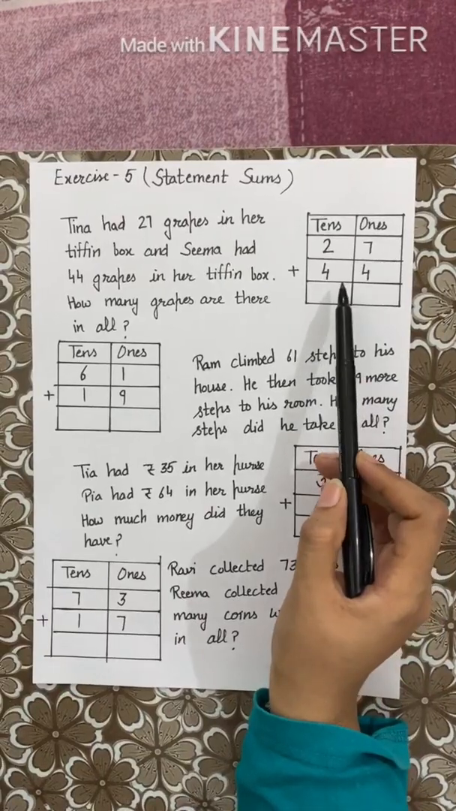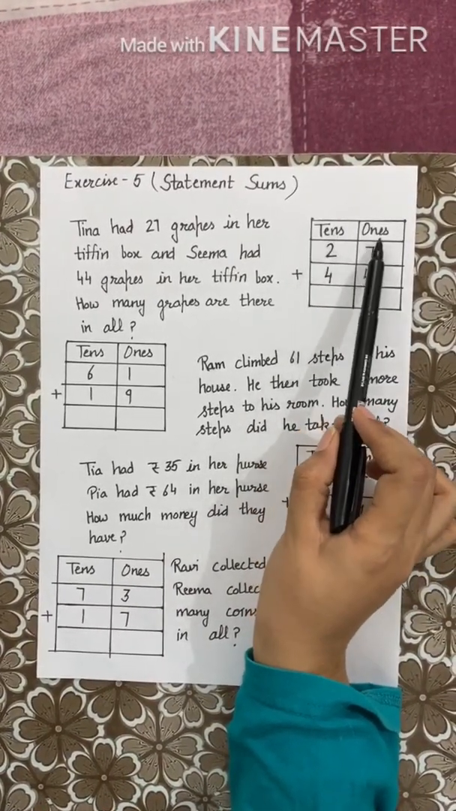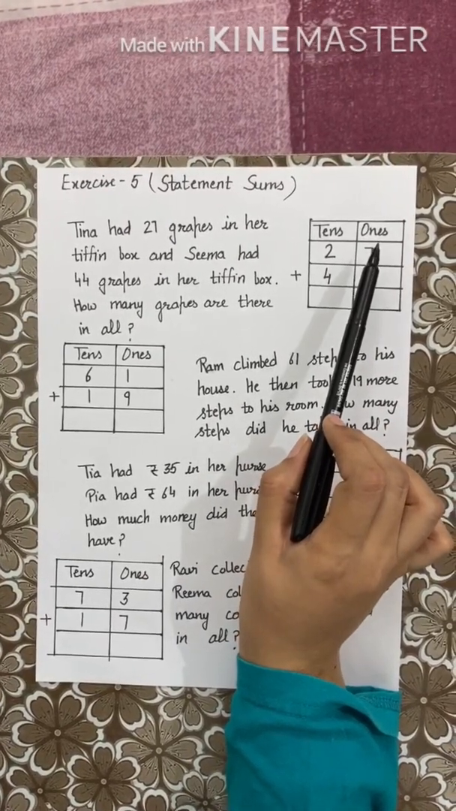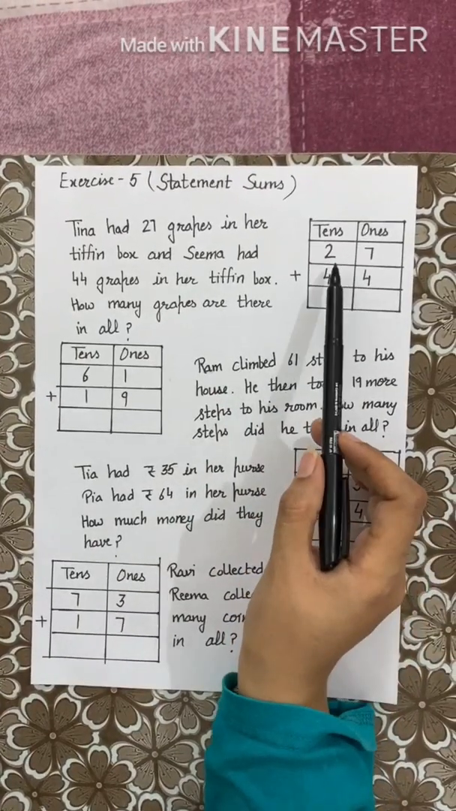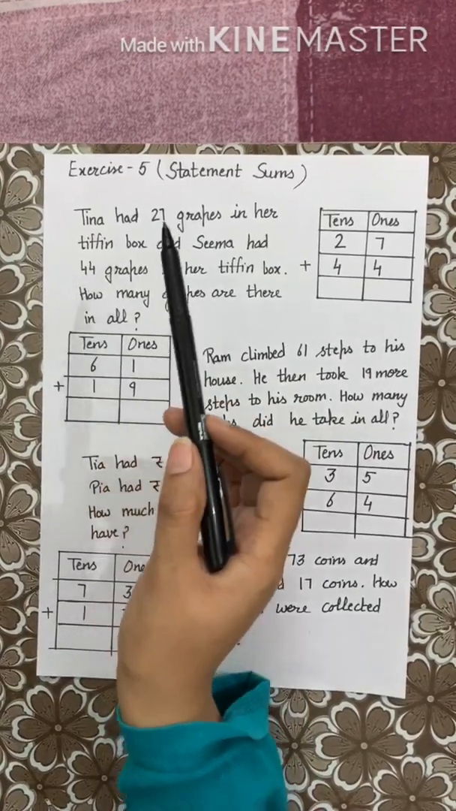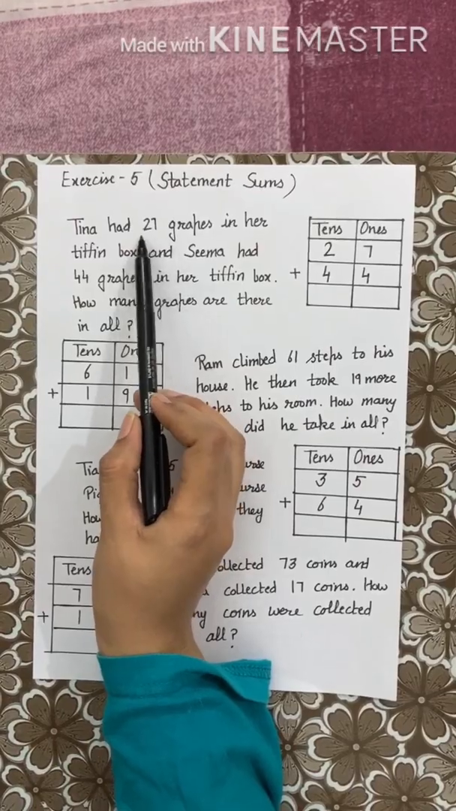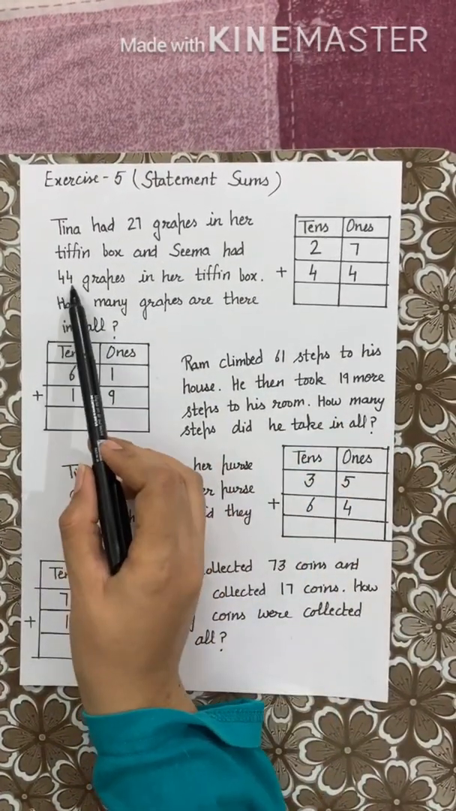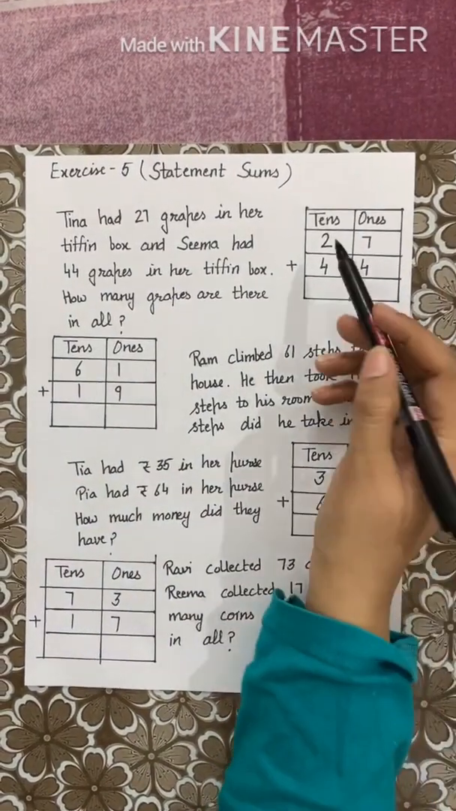In your book, you are provided with spaces like this. In these columns, tens and ones are written. So you will be doing these sums in your notebook and in your books both. What you need to do in your books is note down the figures given to you. In the first line it's given Tina had 27 grapes. So this 27 I have written here, and then 44 I have written here, and I need to add them. Plus sign is already there.